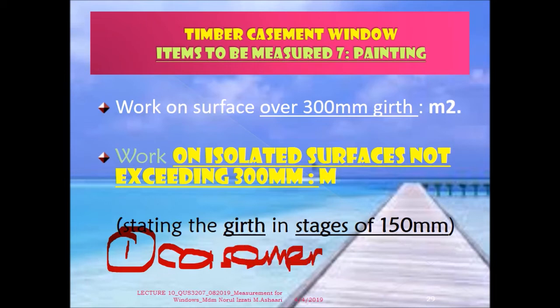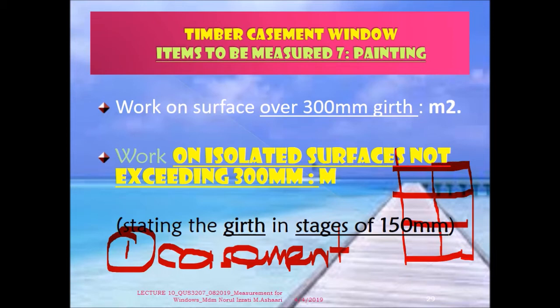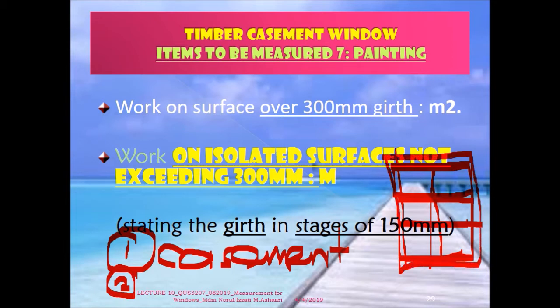If you look at the casement, let's say the design is like this. So you have the transom and mullion. So all of these need to be painted. 1, 2, 3, 4, 5, 6. So this is only one example for the casement. Number two, don't forget, we have the frame of this casement. The frame of this casement needs to be measured as well.